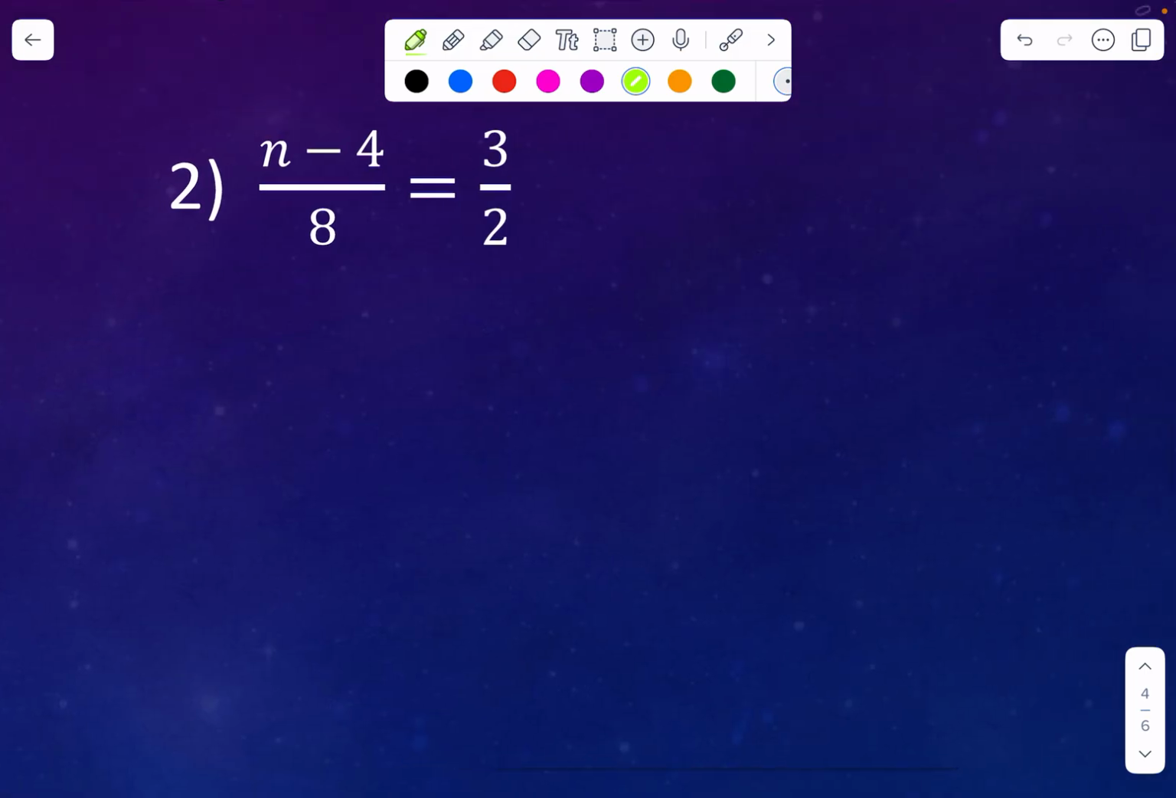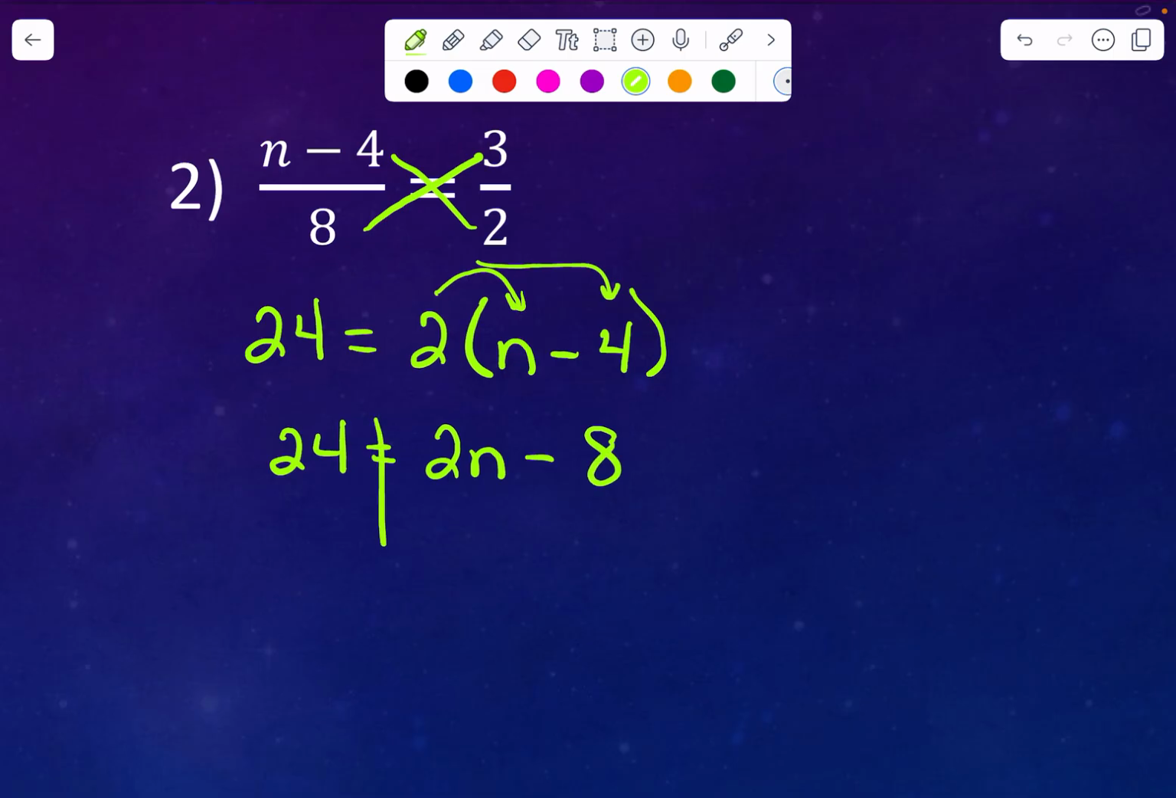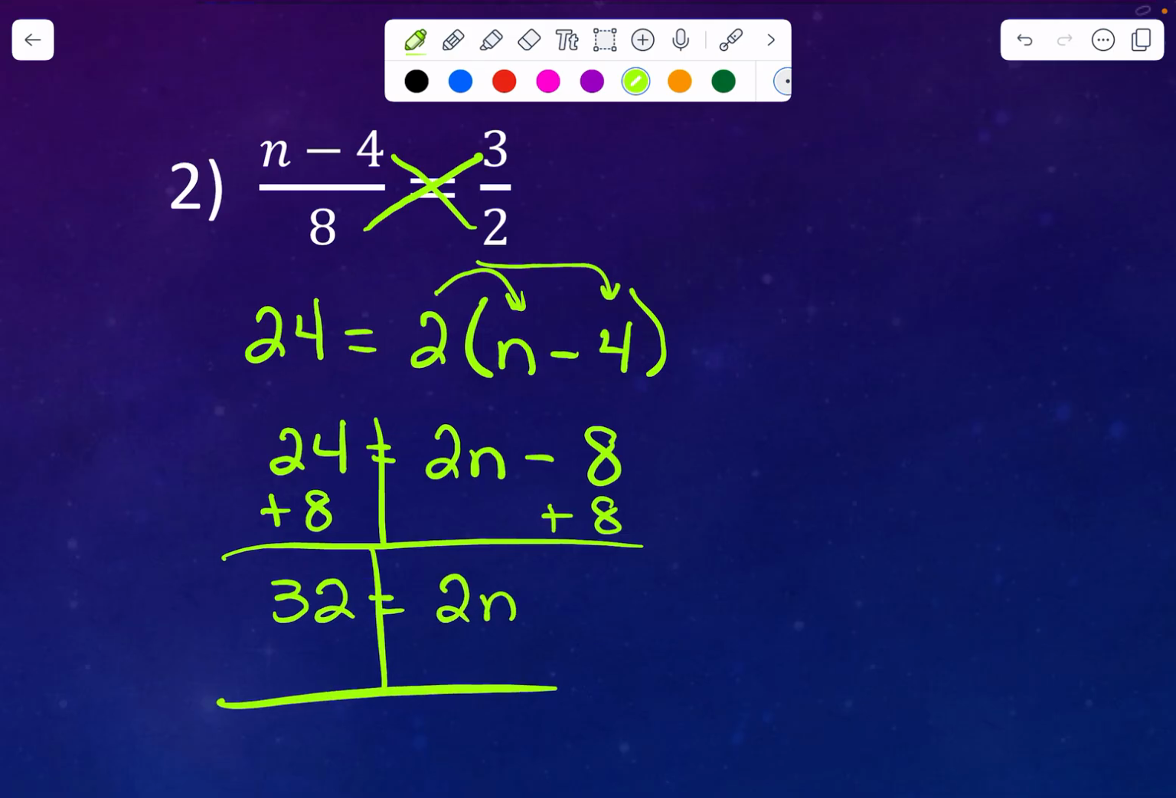Okay, let's try number 2. On number 2, you'll notice there's more than just an x up here. So let's start off. We'll go 3 times 8. That's 24. But now when I multiply this way, I have 2 multiplied to the grouping of n minus 4. At that point, we distribute that, and we go 24 equals 2n minus 8. Now we solve it, so we add 8 to both sides, and then we simply divide by 2. And we're left with n equals 16.